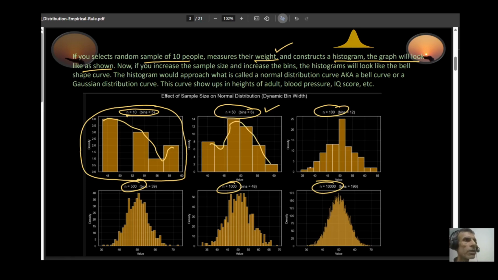But as your sample size is increasing, the shape of your curve is becoming almost like a bell shape. It's taking a proper bell shape right here. It's taking the shape of a bell curve. So this is closer to the bell curve than the rest of the other curves, and that's because the sample size is very high.